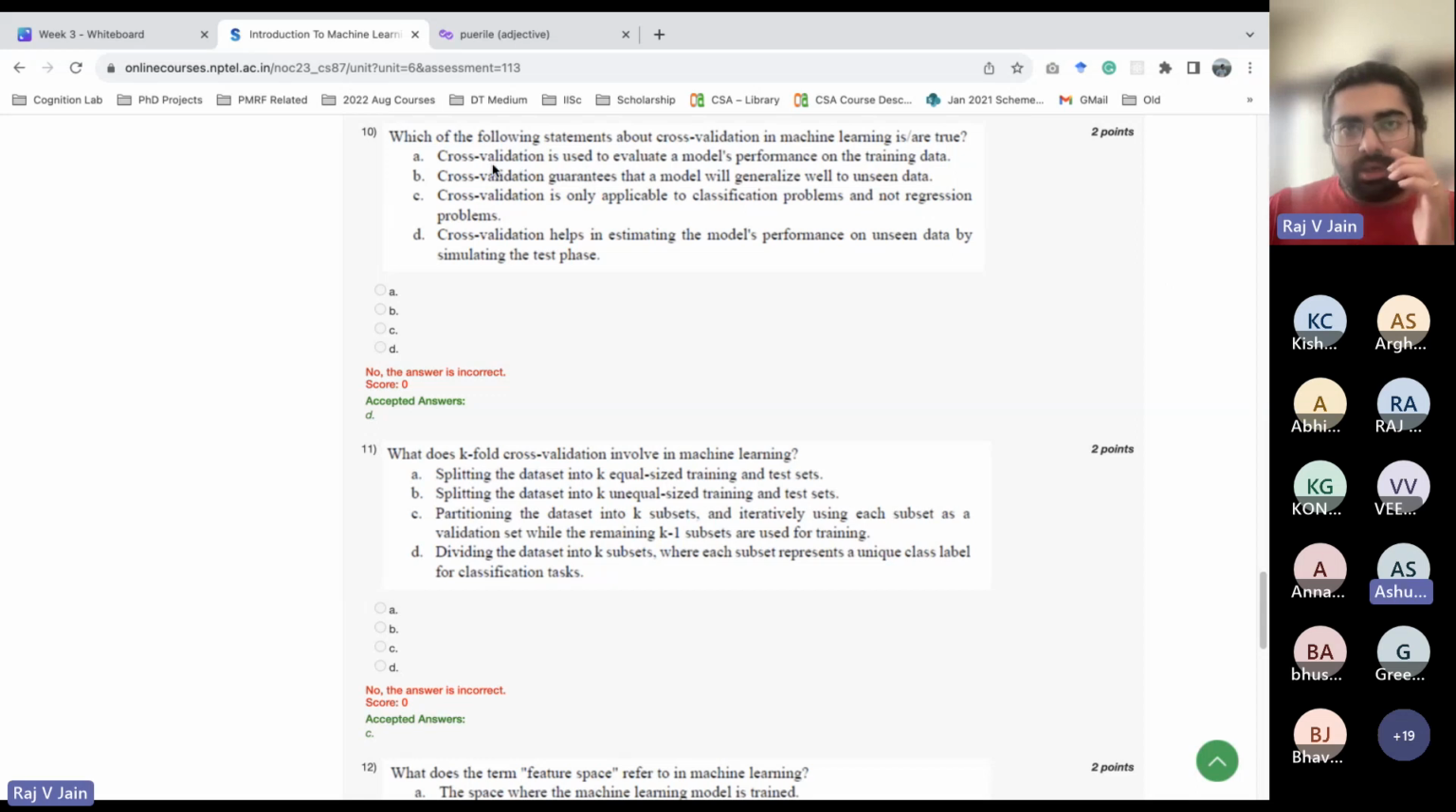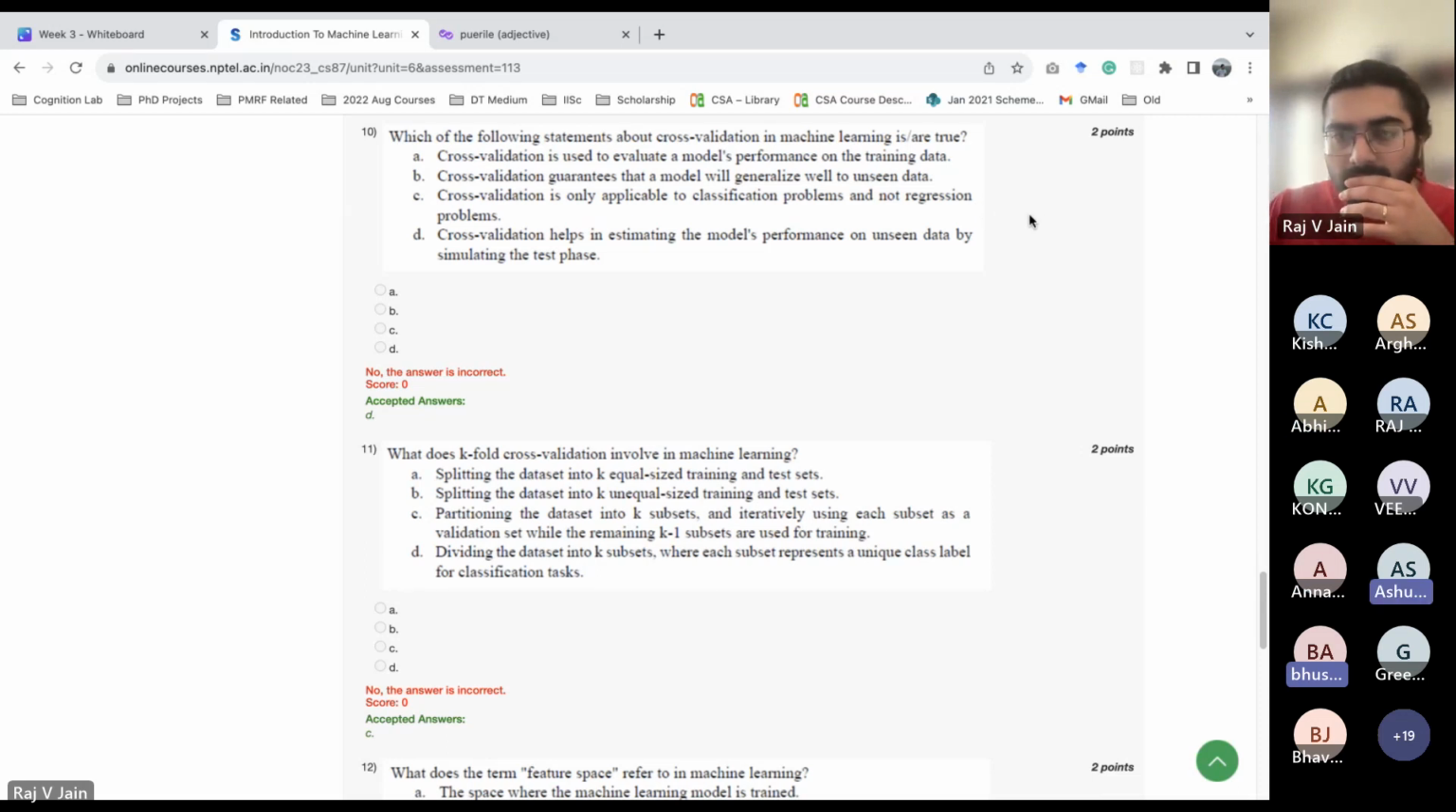No. Cross-validation is not used to evaluate a model's performance on the training data. For training data, you already have the training error with you, right? You can always use the training error to understand how well the model is doing on the training data. You don't need cross-validation for that. Simulation of the test phase, that is cross-validation. So D is correct.